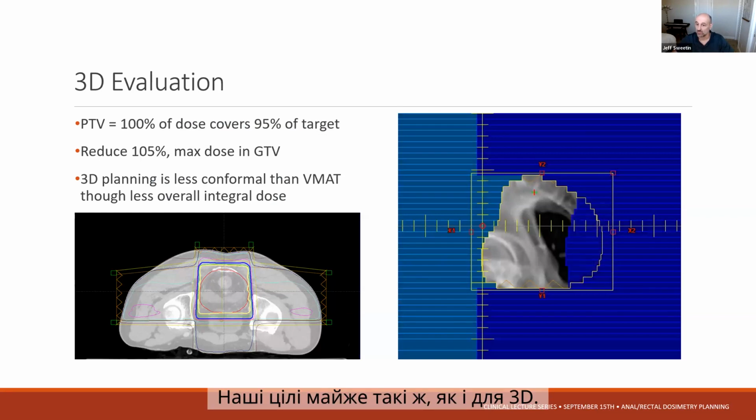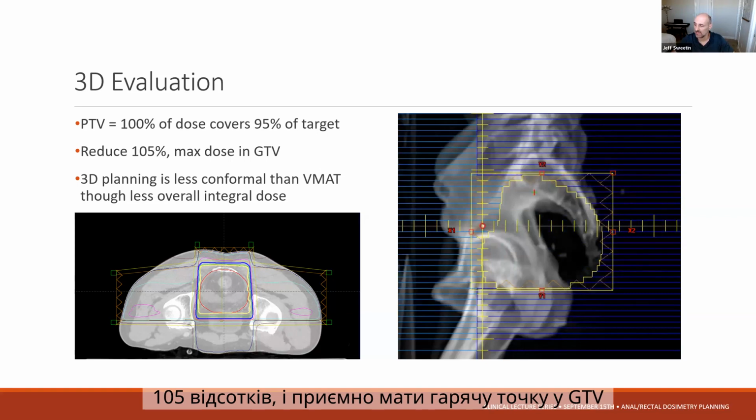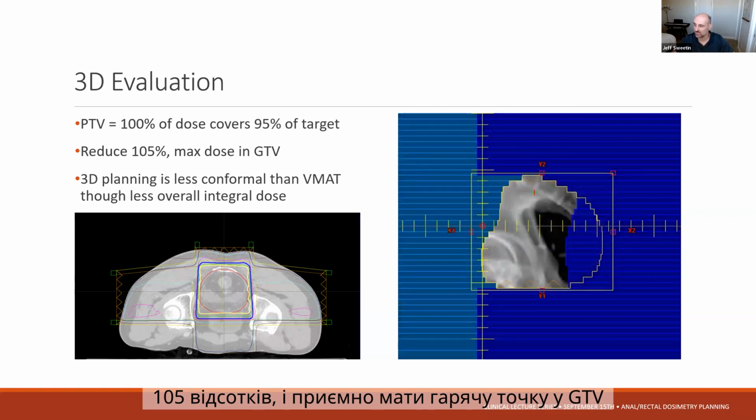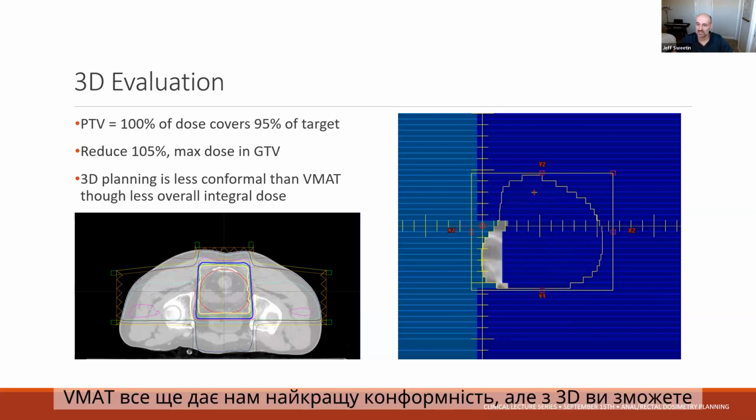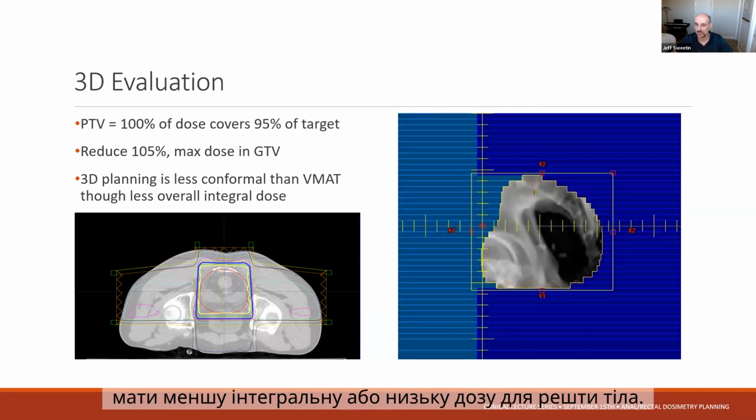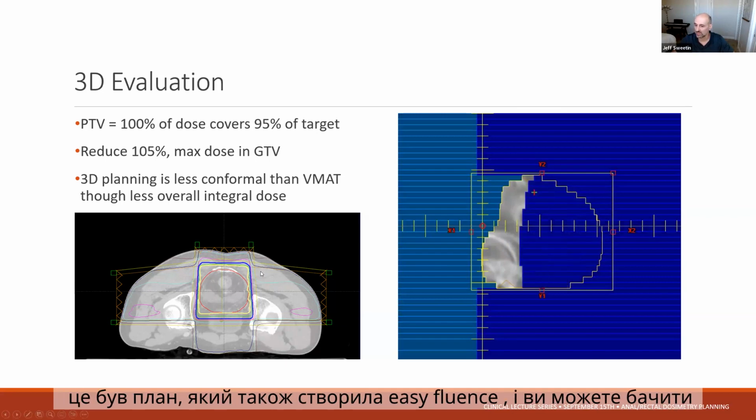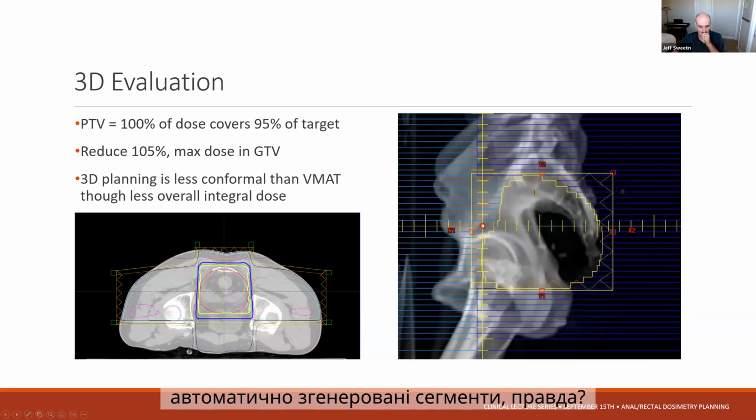So our goals for 3D are much the same as they would be for VMAT. We want at least 95% coverage of our PTV. We try to reduce hot spots to 105%, and it's nice to have the global max in the GTV, but I know that can be trickier to accomplish with 3D. VMAT still gives us the best conformality, but with 3D, you'll have less integral or low dose throughout the rest of the body. But this was a plan that was also created by EasyFluence, and you can see the auto-generated segments here on the right.